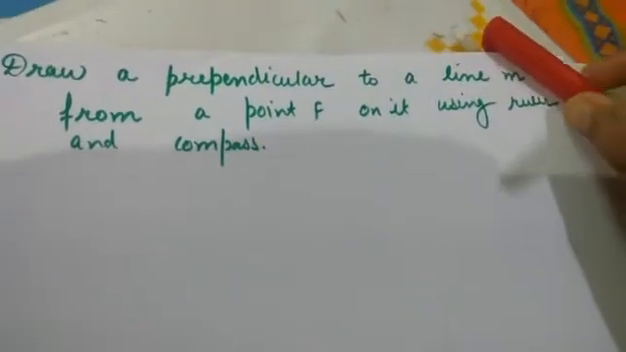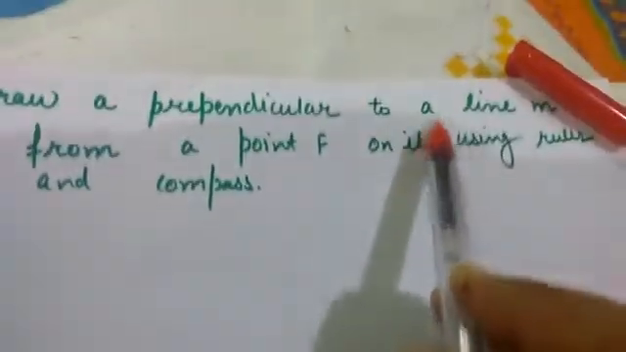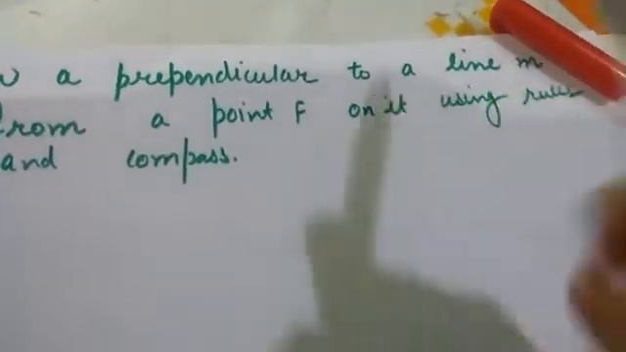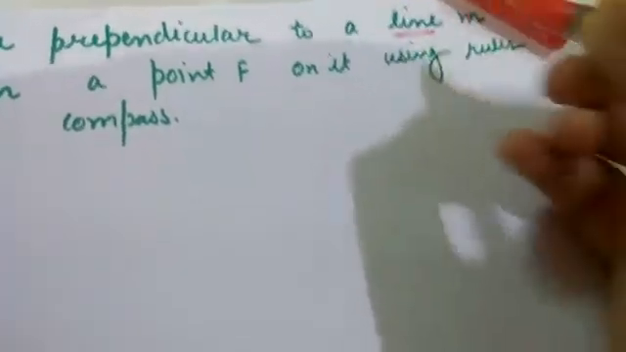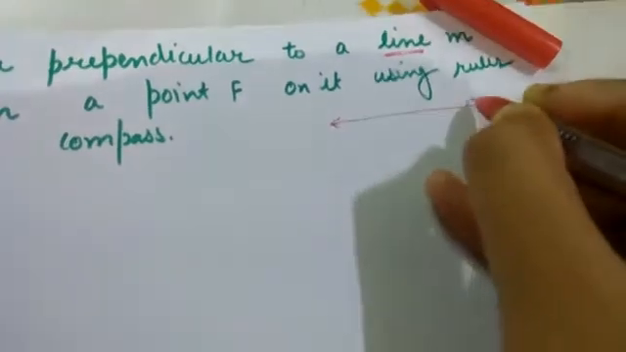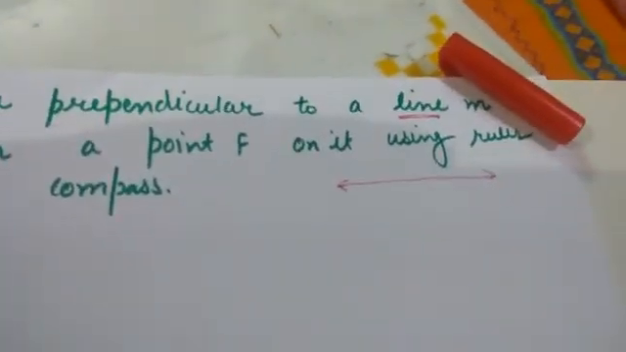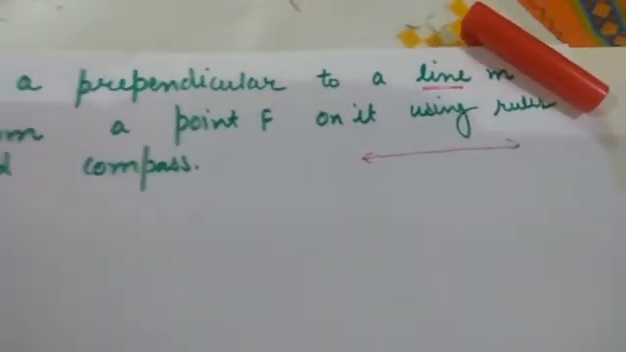Now see here the next question. Next question is draw a perpendicular to a line M. Now the word used by them is line, not line segment. That means the line should be like this way, whose starting point I don't know, whose ending point I don't know, what is the length of the line I don't know. Get it?